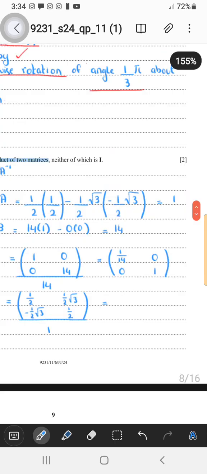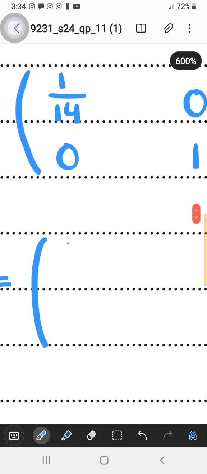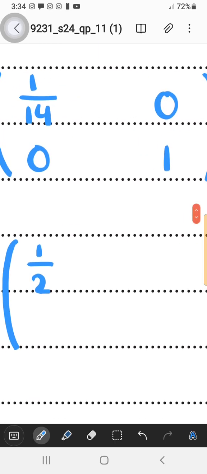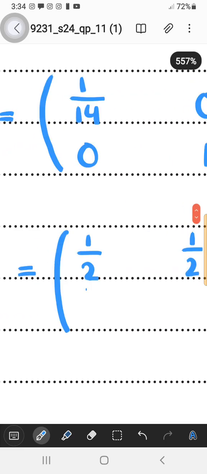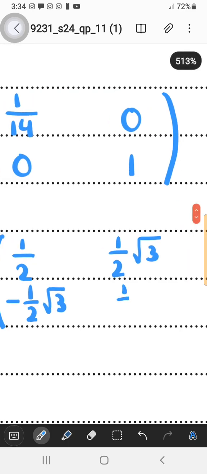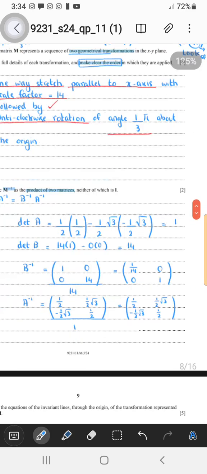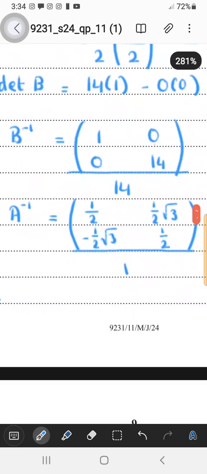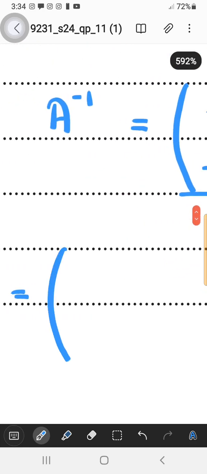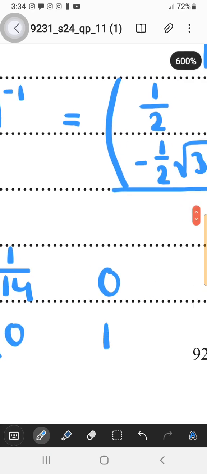So it means it will be 1 upon 2, then here 1 upon 2 under root 3, we had shift the sign. Here is negative 1 upon 2 under root 3, and here is 1 upon 2. Okay, so how we will write M inverse? We will write M inverse as B inverse first. What we get B inverse? We get B inverse 1 upon 14, 0, 0, 1.